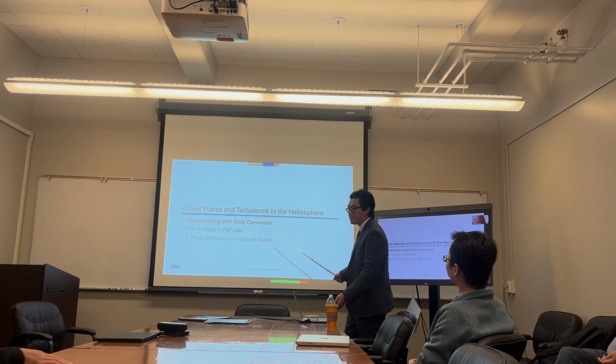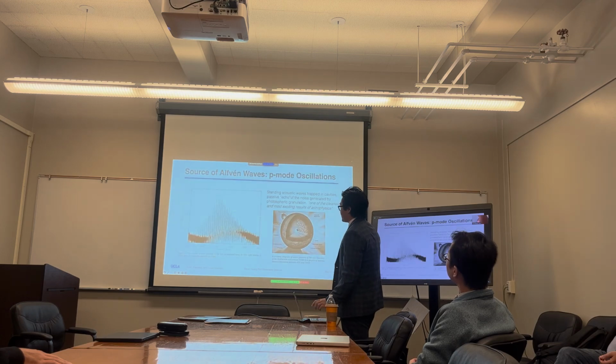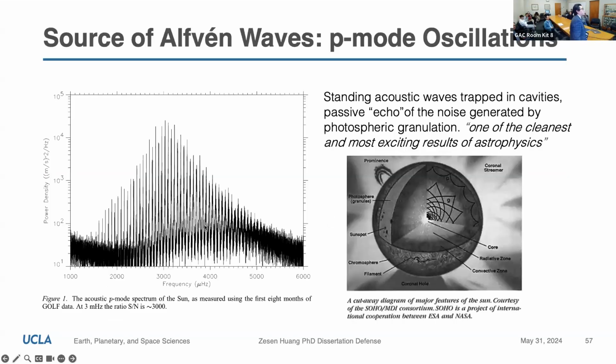So this is the second part of my own work. It contains 3 parts. We call it Alfvén and turbulence in the heliosphere. First, we begin to understand the MHD mode conversion in the system.